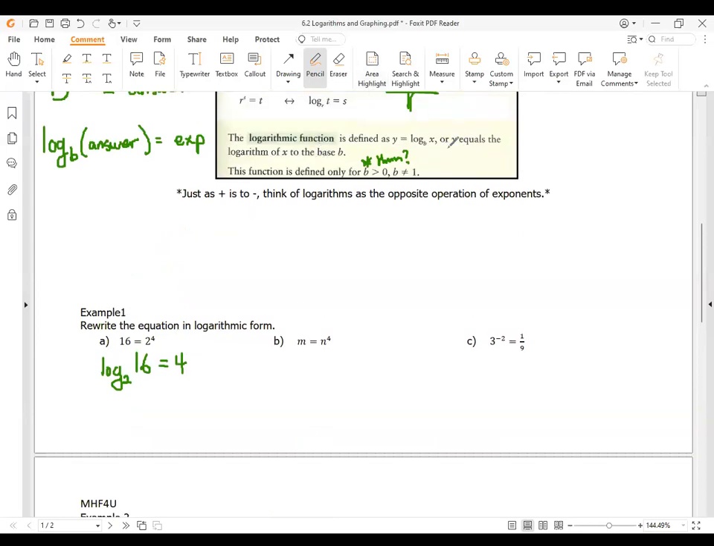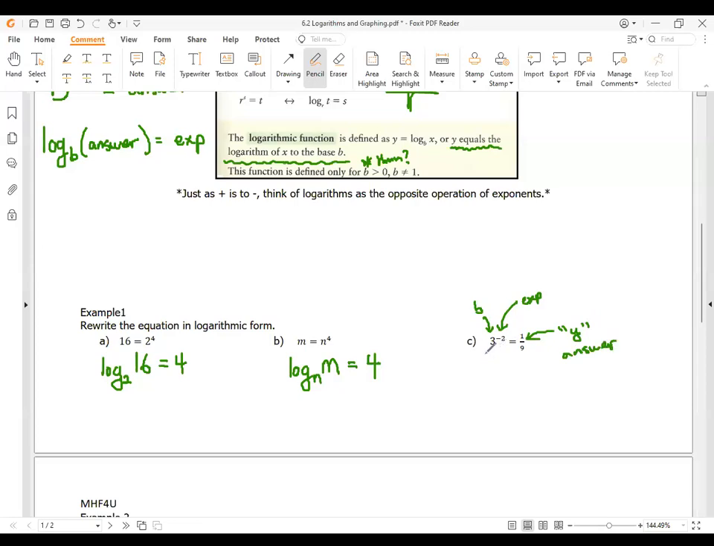So let's try to use these specific words. Y equals the logarithm of x to a base b. So here, m is equal to n to the power of 4. That means the log of m to base n is equal to an exponent of 4. That's what it would look like. And same thing. Just in case you get confused, remember that's the base, that's the exponent, and that's my y value, right? That's my answer.